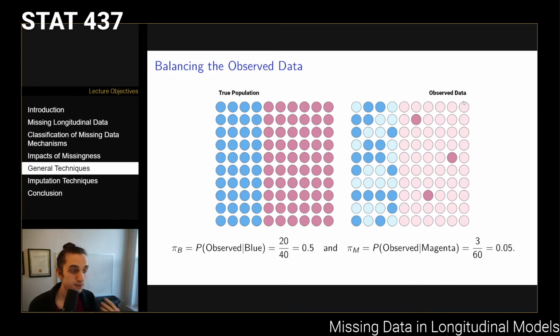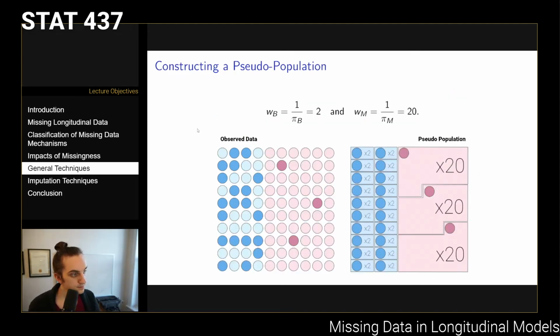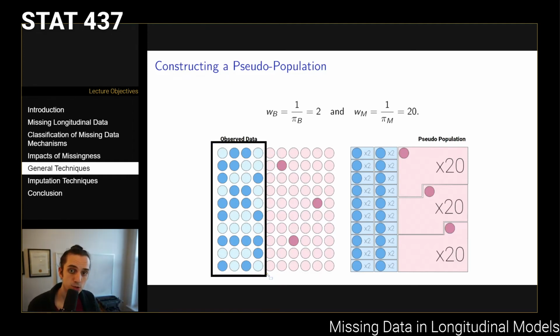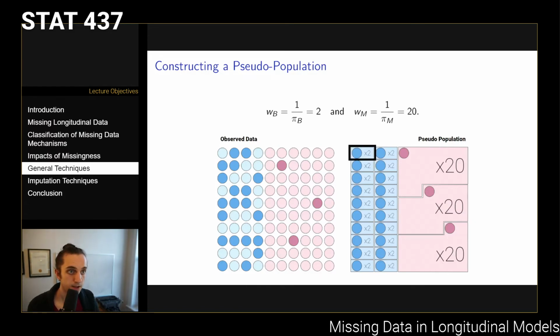We have classes of people who are going to be similar to one another. We're going to observe some of them. We're not going to observe others. But we could think about taking our observed data and creating a pseudo population, right? In our observed data, we observed 20 blue individuals, but we know that there should have been 40 blue individuals. So what if we let each of these blue individuals count for 2 different people? Then each of the observed 20 counts for 2, and that gives us our 40, right?